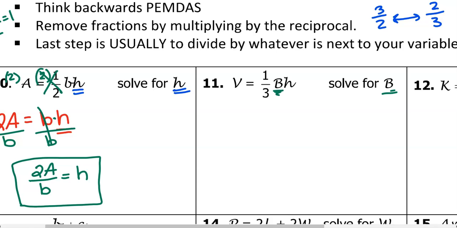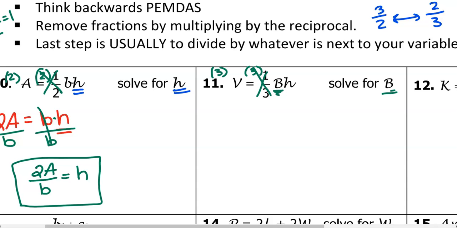So it's almost like the one we just did, a little bit. Now we have V equals 1/3 BH. This is a volume formula. We're solving for the base of whatever this shape is. Okay, yeah. Good, so we're going to multiply by 3 on both sides. That gets rid of the fraction. It has moved it over.